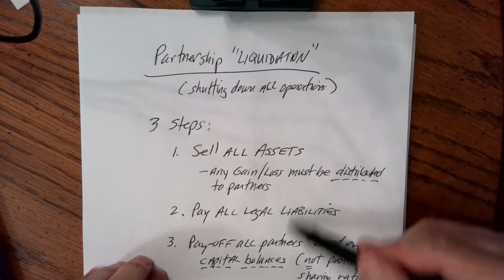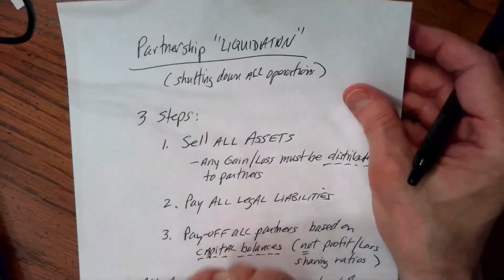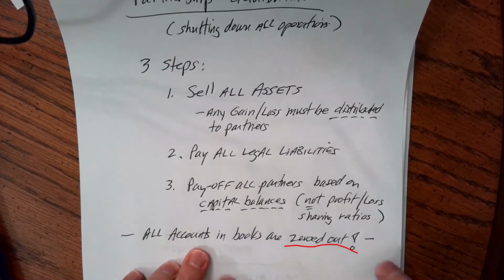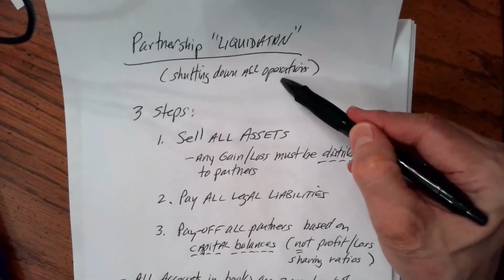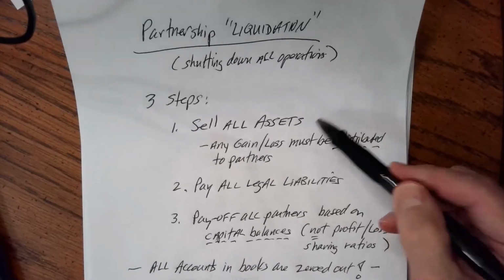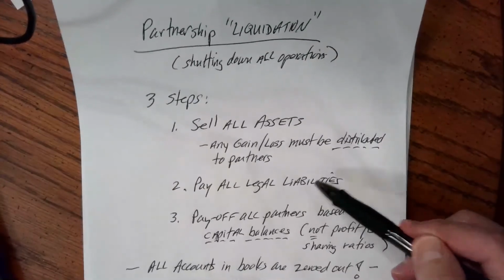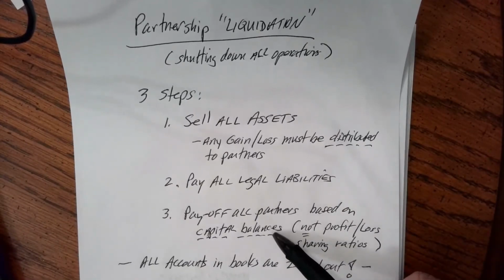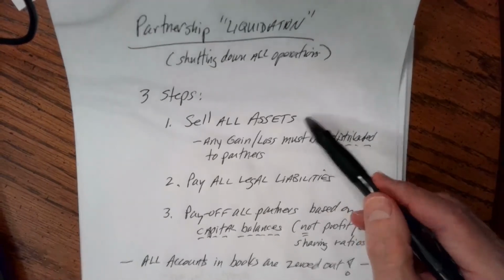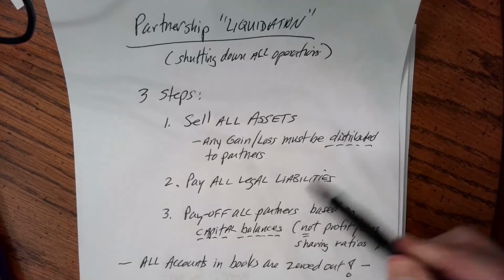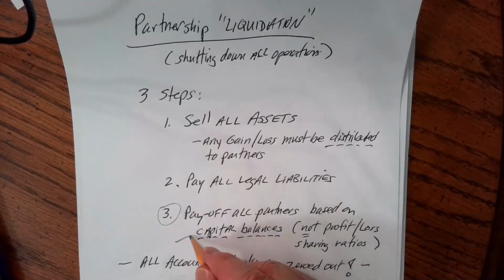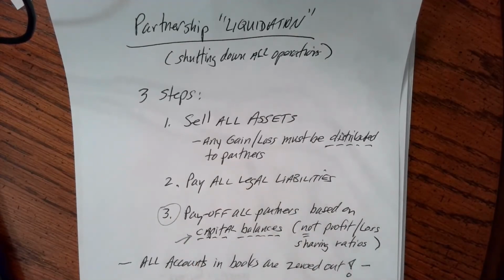The overall objective of all these three series of entries is that all accounts of the books are zeroed out, because we're shutting down operations and closing the books: getting assets off the books, getting liabilities off the books, and then paying off the partners' capital balances. This key step here: if there's any gain or loss on the sale of non-cash assets, that must be distributed to the partners to ensure that the last operation, the payoff, exactly equals the remaining capital balances in each of the partners' accounts.